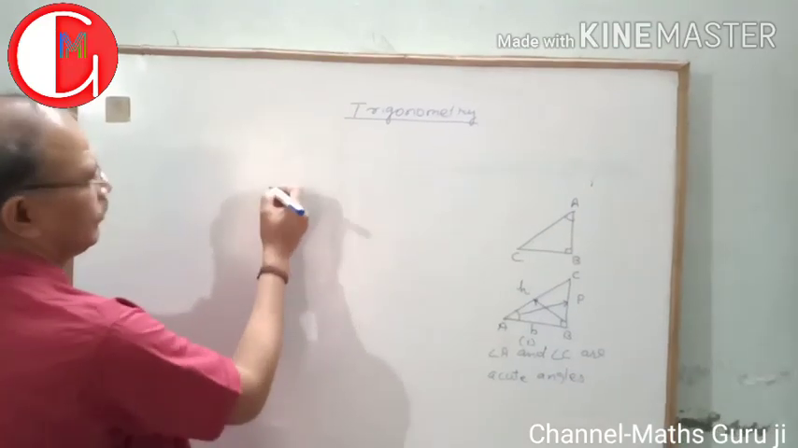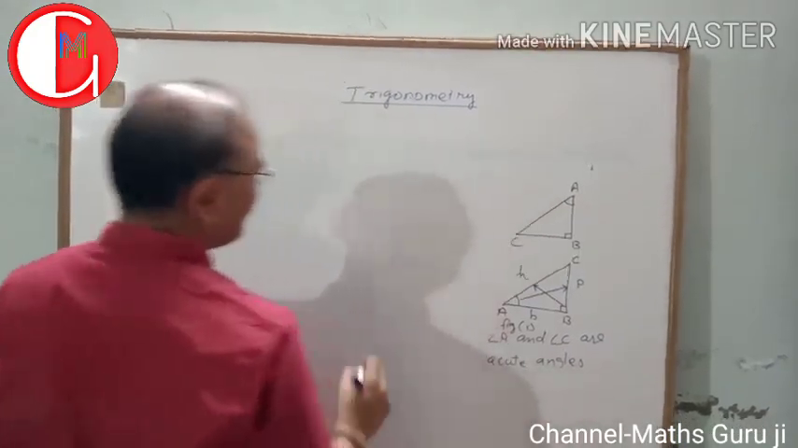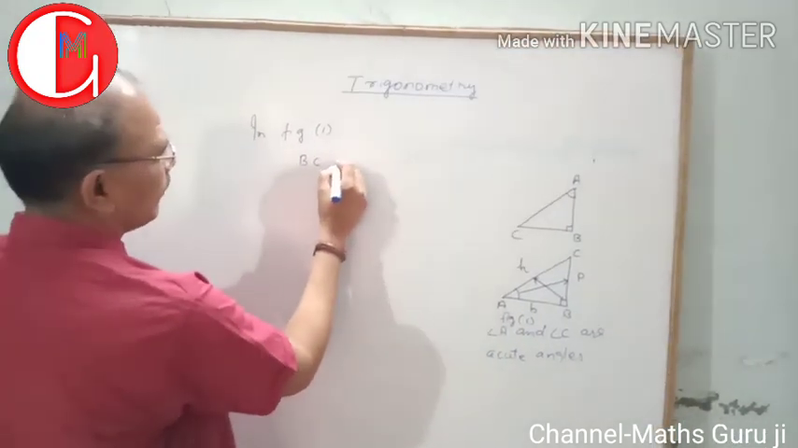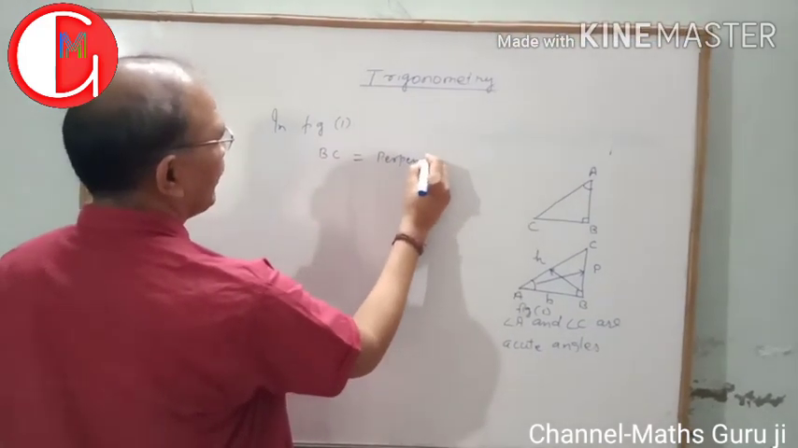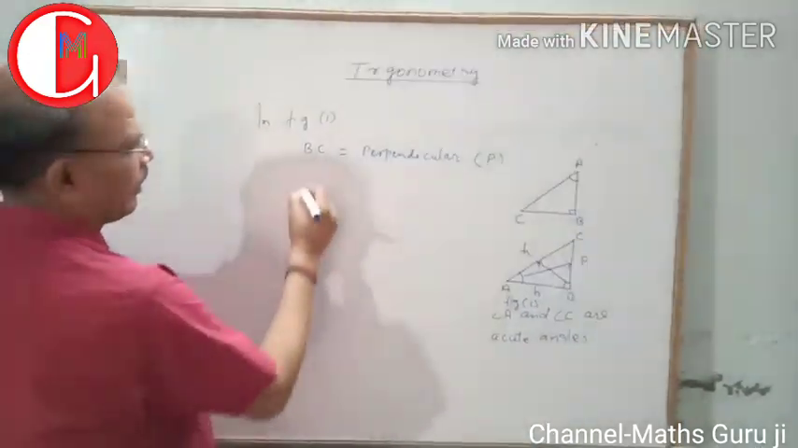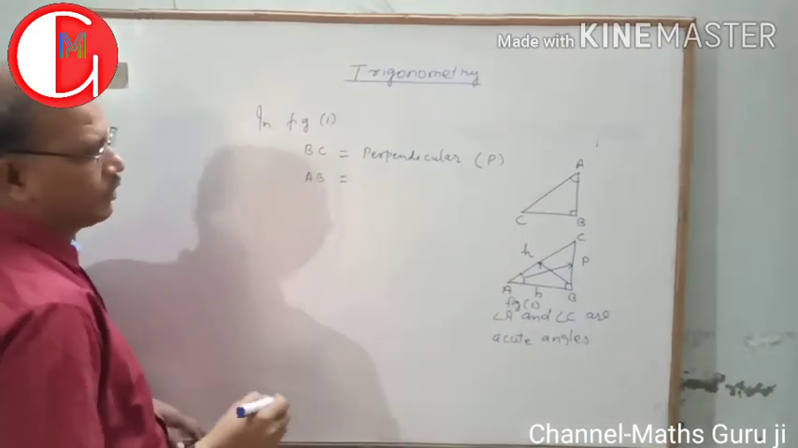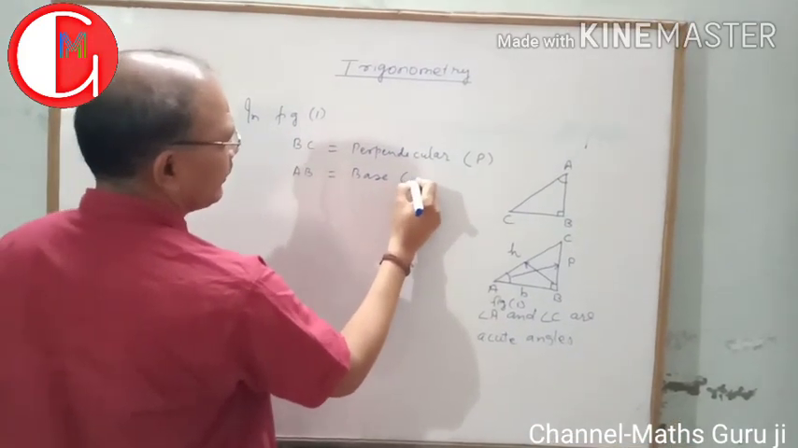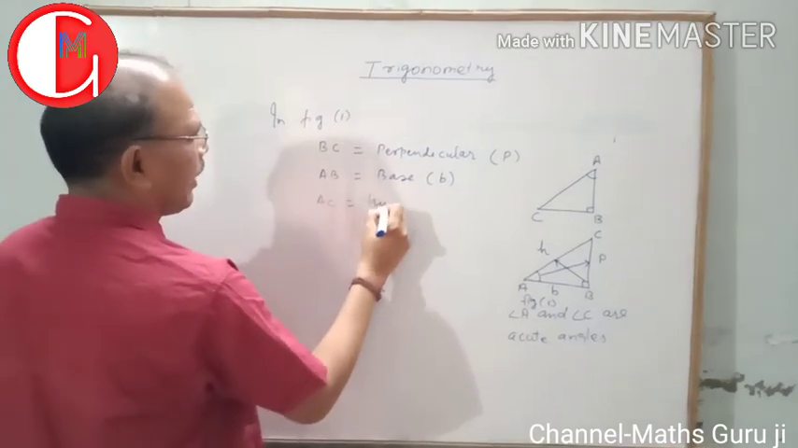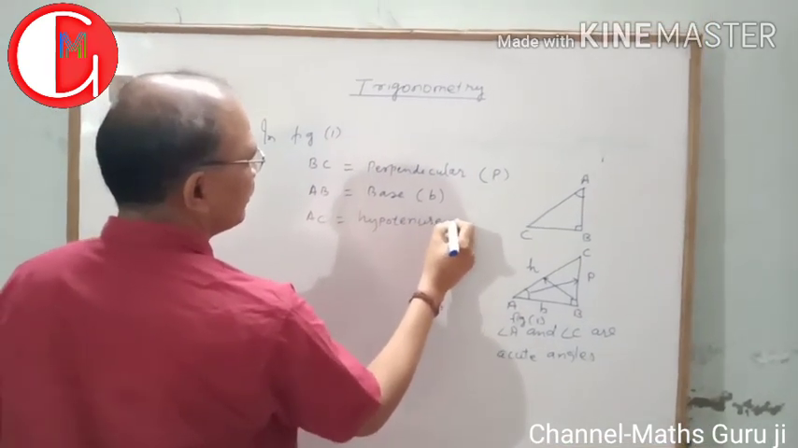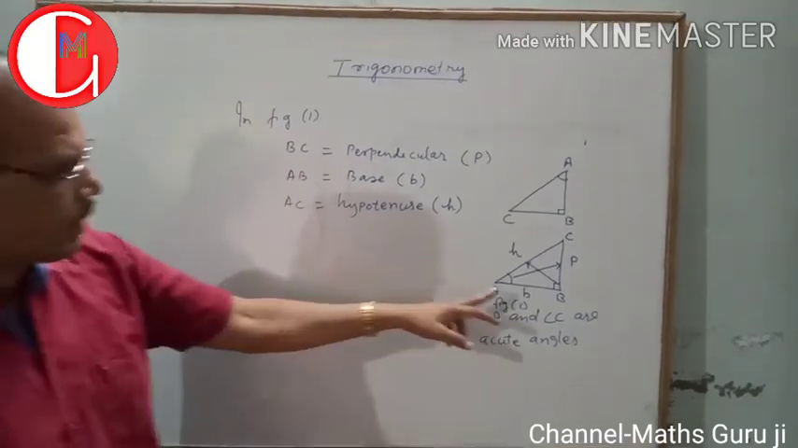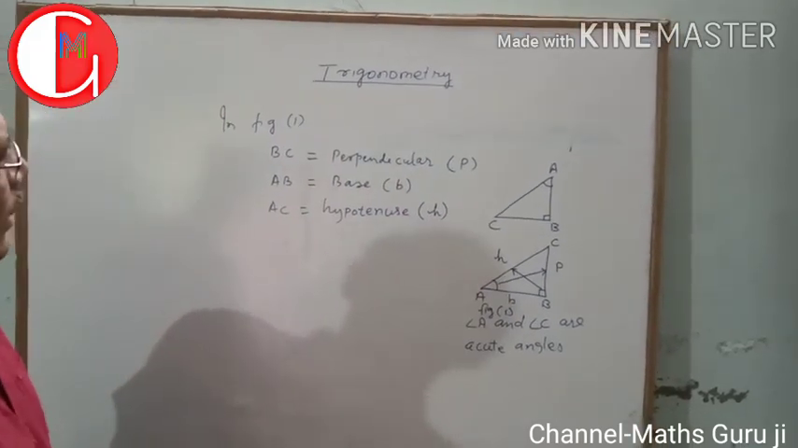So in figure 1, BC is called perpendicular, denoted as P. AB is equal to base, denoted as B, and AC, the hypotenuse, denoted as H. So now we have three sides with respect to angle A.